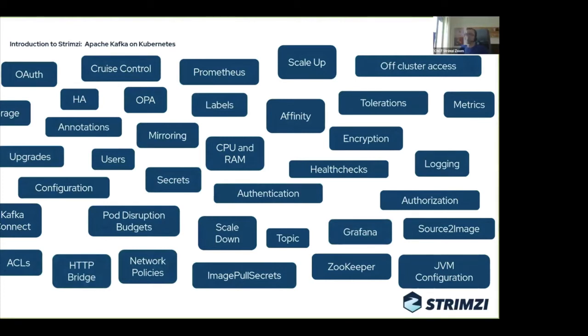We use secrets, for example, for storing credentials and certificates. We have support for encryption, so you can encrypt the traffic between the clients and the Kafka brokers, but even the traffic inside the cluster itself. So there are a bunch of features, as you can see from this slide, that Strimzi provides just out of the box.